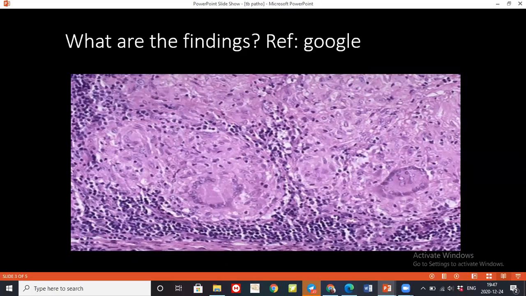What are the tests that we can normally do for tuberculosis? Can anyone else continue? So, if Dr. Sunday is having? Yes, Dr. Sunday. What are the tests that we can do for tuberculosis?